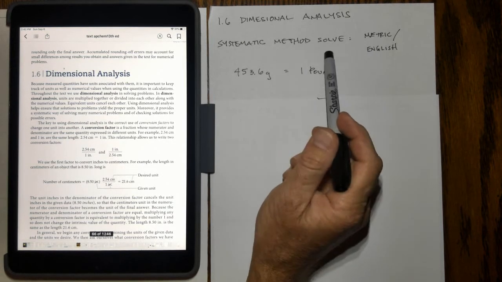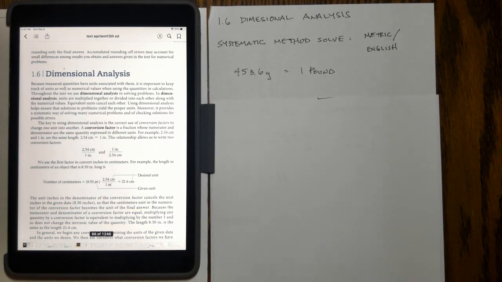It's a systematic method to solve metric and English unit conversions, and when we get to Chapter 3 and 4 and all in the future, we'll use it to solve many different types of problems. It's a systematic way that allows you to keep units associated with numbers and then work them out at the end so you never lose anything. So here's an example problem using the system of dimensional analysis.